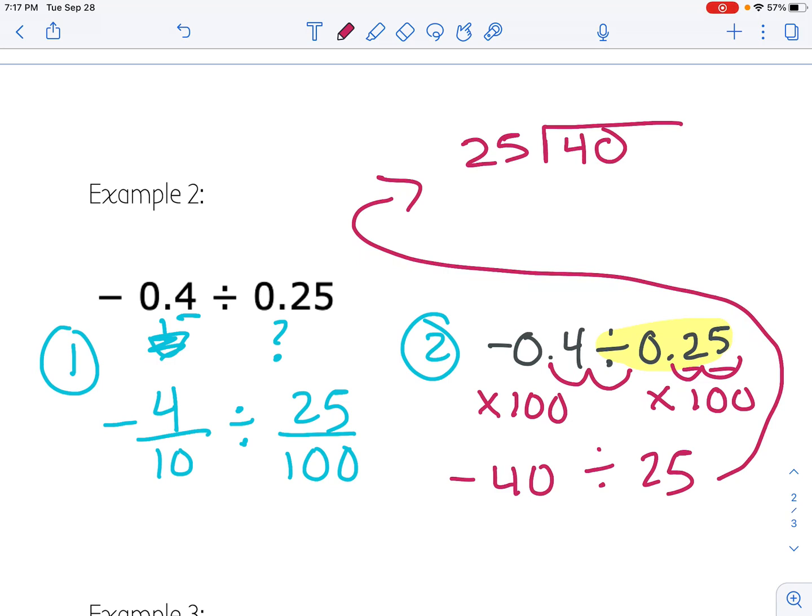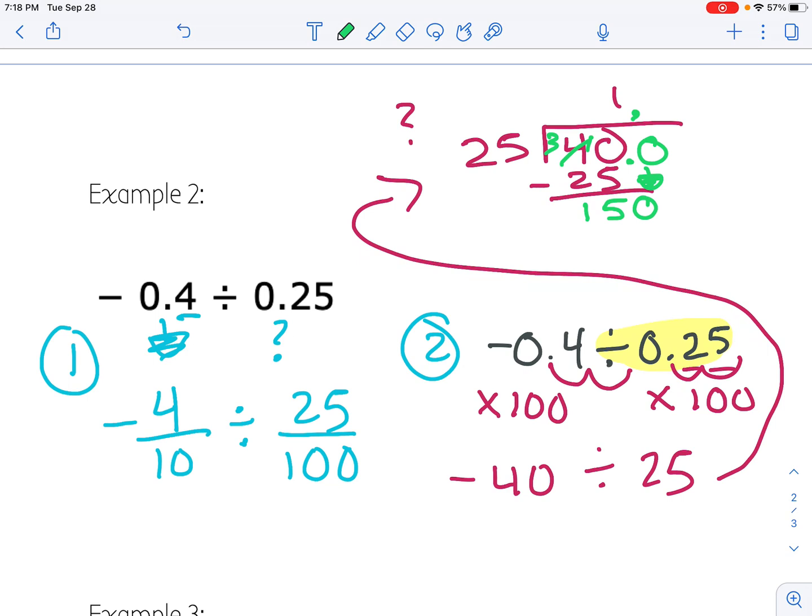25 can go into 40 how many times? 25 can go into 40 one time. 25 times 1 is 25. To subtract here, I'm going to have to borrow from my 4. 10 minus 5 is 5. 3 minus 2 is 1. Can 25 go into 15? No, it cannot. So I need to add or annex a 0 and a decimal.